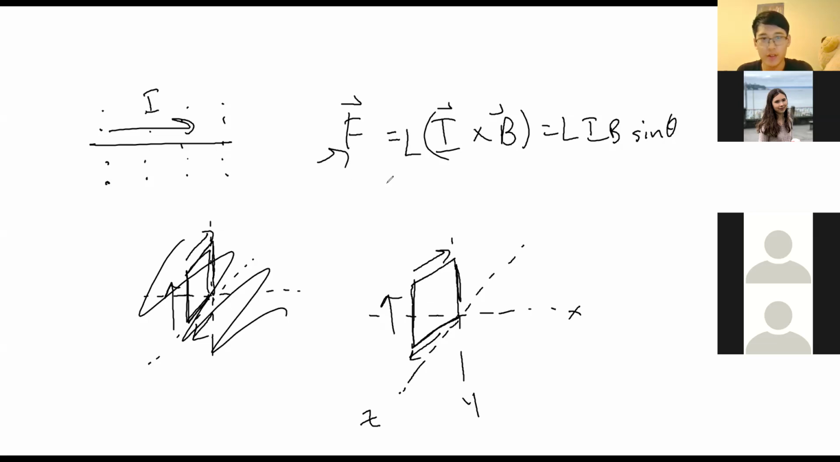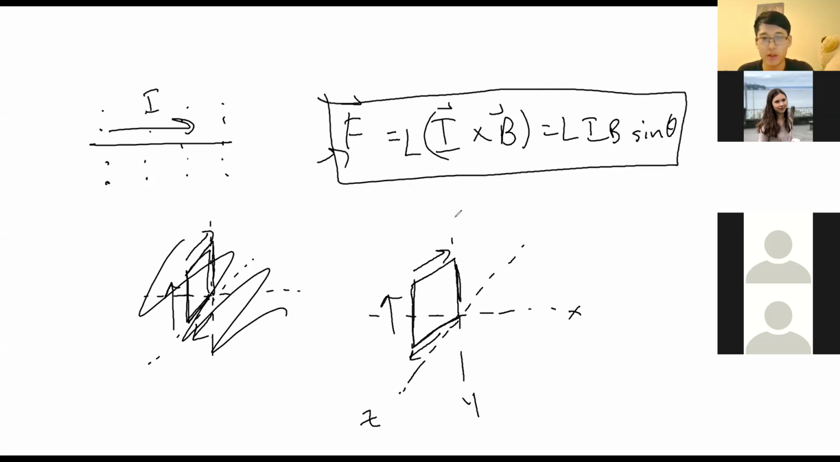All you need to do is apply this formula right here and realize the directions that the forces are going. Let's first talk about the force on this bottom wire right here. Is there a magnetic field? Yeah, let me define the magnetic field, you're right. The magnetic field just points in the negative x direction.